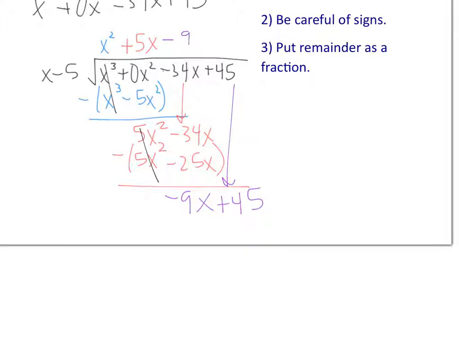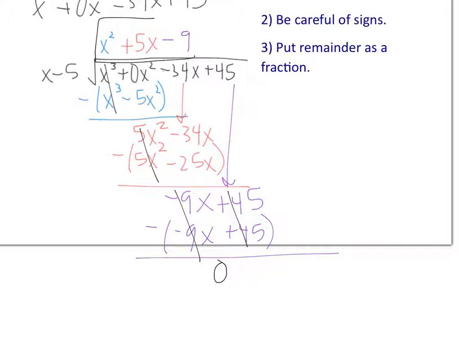Negative 9 times. x times negative 9 is negative 9x. Negative 5 times negative 9 is plus 45. So now we subtract. And negative 9x minus negative 9x really means adding, goes to 0. And 45 minus 45, ooh, that also goes to 0. So what does this mean here? You got it, there's no remainder. So this, x squared plus 5x minus 9, would be my final answer.